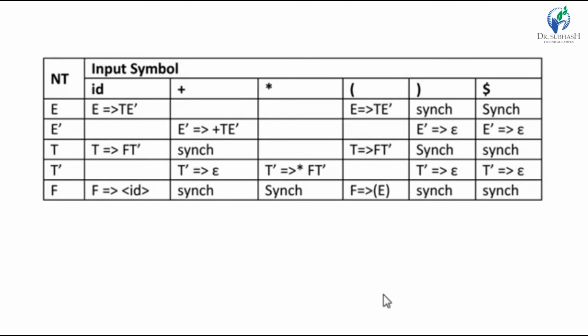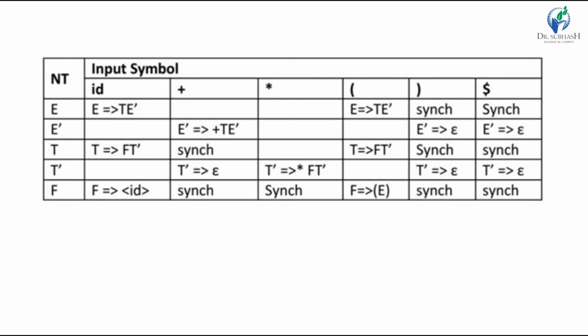Here follow of T is plus, dollar and closing bracket, so write down synchronize entries for plus, dollar and closing bracket. For T dash, follow is plus, dollar and closing bracket. There is only an epsilon entry present, so no need to write the synchronize token. And then for F, follow is star, plus, dollar and closing bracket, so write down synchronize entries for plus, star, dollar and closing bracket.